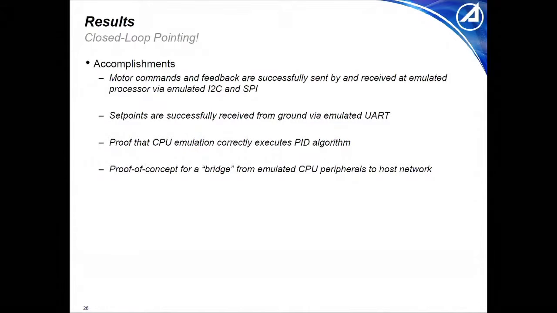This is kind of just a repeat. Set points received from the ground, proof that the emulation worked as expected, proof that our peripheral models worked as expected. We didn't have to modify anything in flight software that actually talked to the real peripheral models. We didn't have to modify any of that in order to actually send data from our emulated peripheral models. So that was good. And then this proof of concept of a way to bridge from our emulated peripherals onto the host machine's network in order to send data off to an external user.